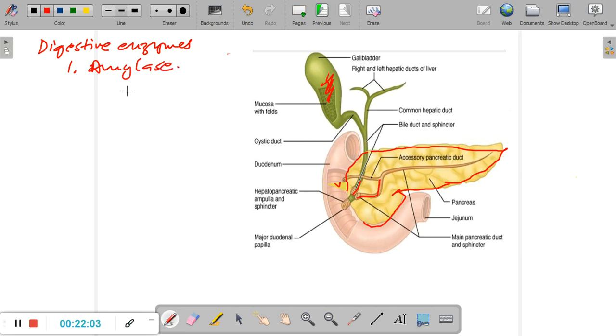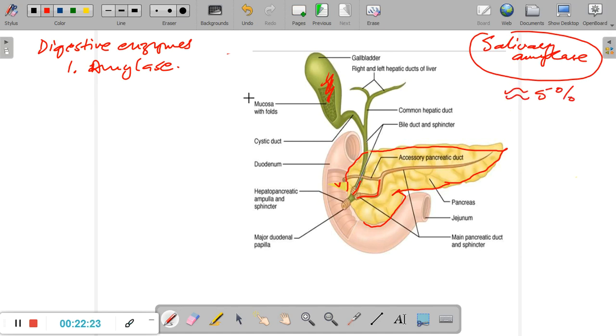Rings any bell? Amylase is secreted in the mouth also, by the salivary gland, and we call that amylase secreted in the mouth salivary amylase. And that salivary amylase digests how much of starch? Nearly 5% of starch. But now 95% of the starch is still in the food.